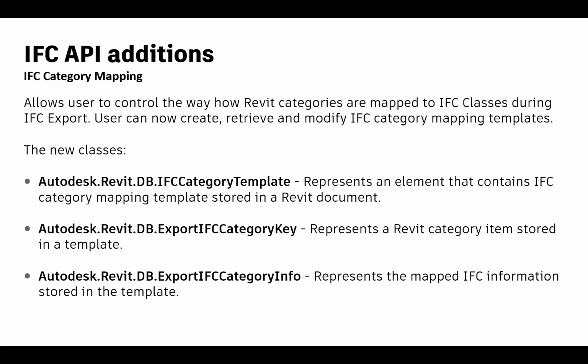Also, we introduced a new functionality and new API to specify the IFC category mapping. It allows users to control the way how Revit categories are mapped to IFC classes during IFC export. User can now create, retrieve, and modify IFC category mapping templates. There are new classes: IFC category template, export IFC category key, and export IFC category info.